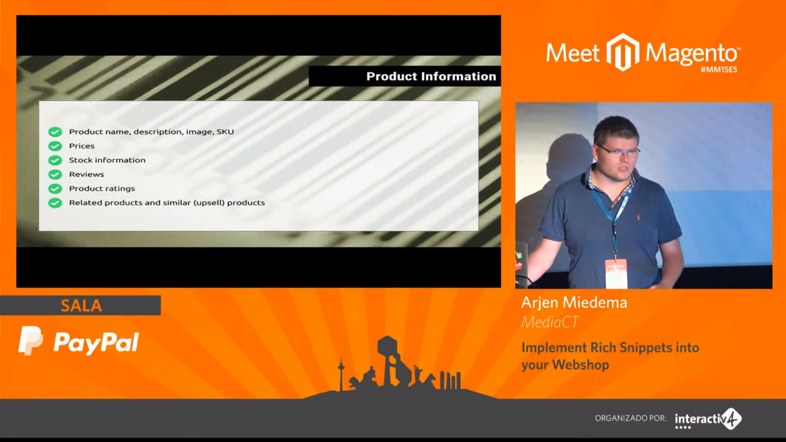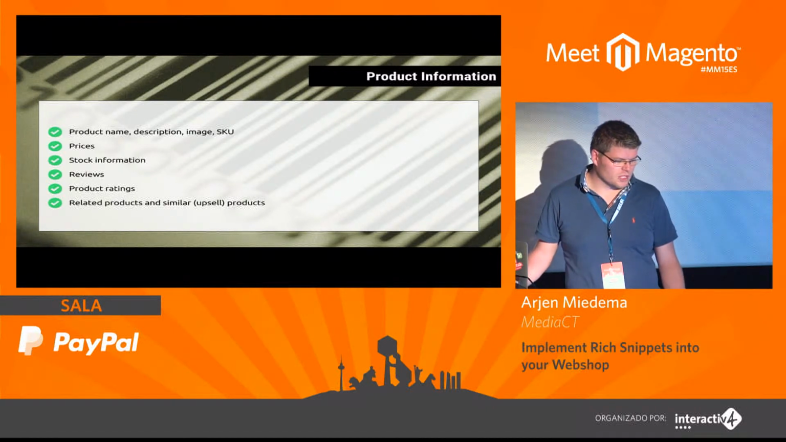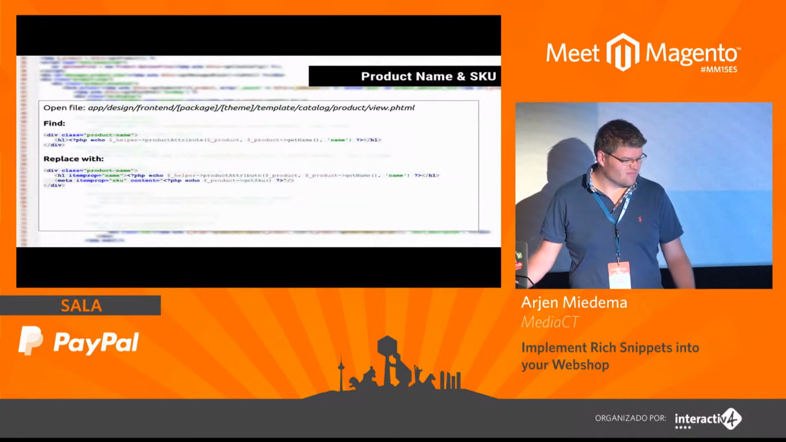Then we have the product information, and that's quite a lot. We have the product name, description, but we also have prices, reviews, ratings, related products. So yeah, it's quite a lot.